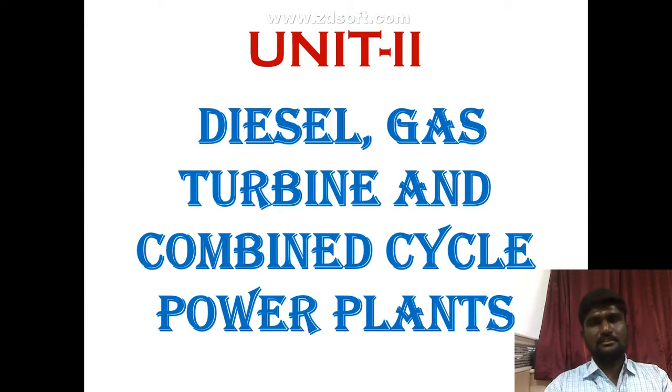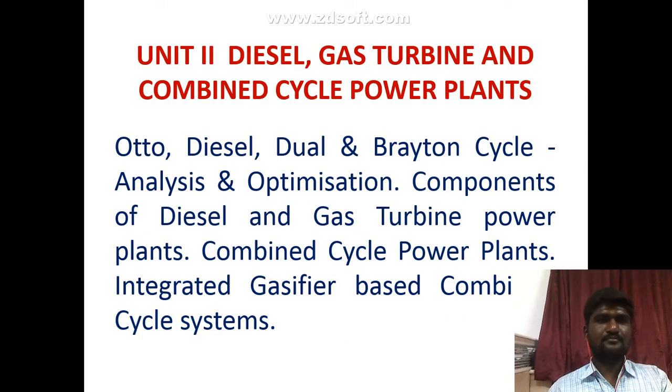Okay, today we are discussing unit 2 in power plant engineering: diesel, gas turbine and combined cycle power plant. So these are the topics we are going to discuss. The Otto cycle, diesel cycle, dual and Brayton cycle, their analysis and optimization. Next is components of diesel and gas turbine power plants. Next is combined cycle power plants, and the integrated gasifier based combined cycle system, which means IGCC.